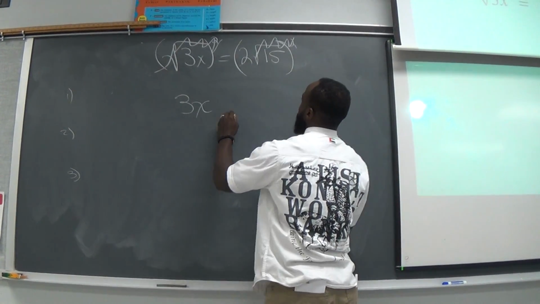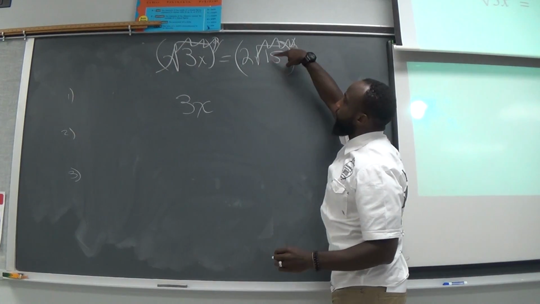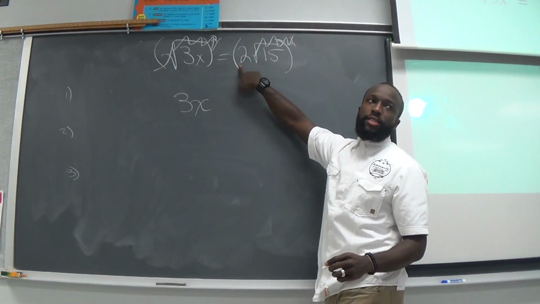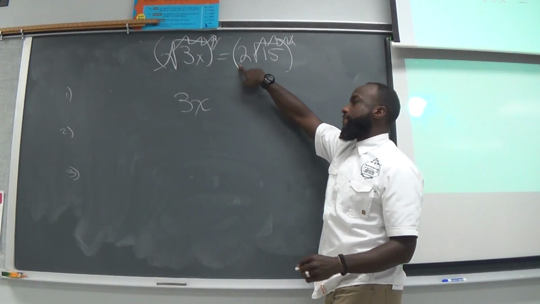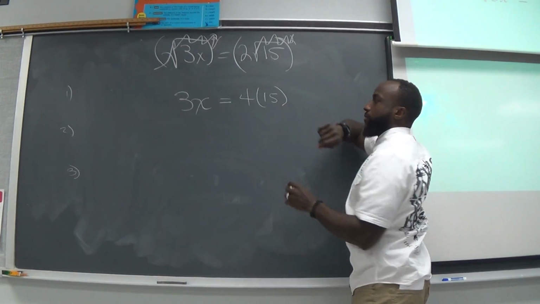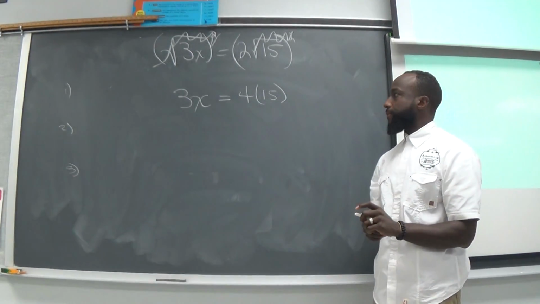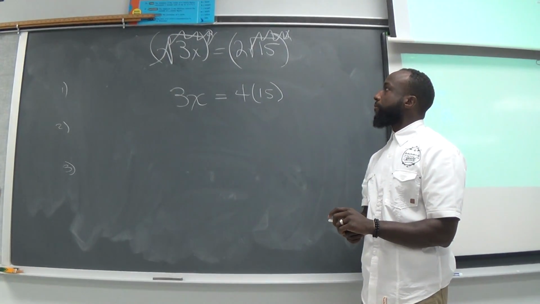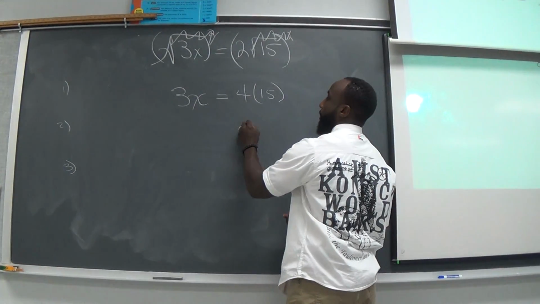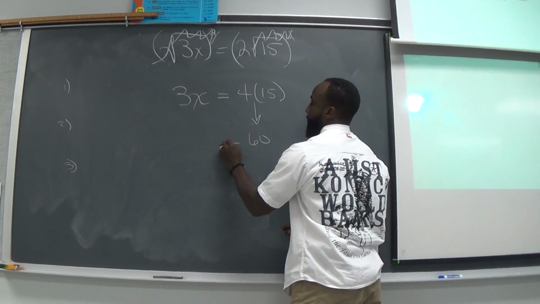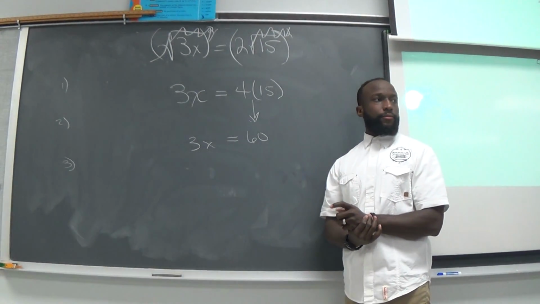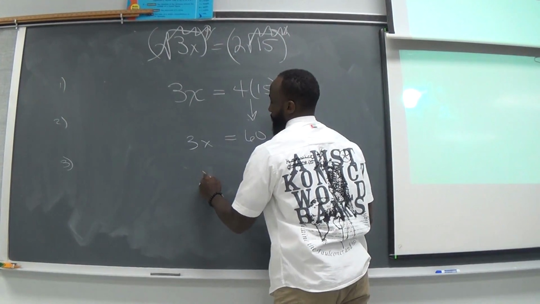Very good. So now, the square root of 15 to the second power is just 15. But 2 to the second power is 4. So you're going to get 4 times 15. That's what you end up with. It's 60. Alright, that gives you 60. And you've got 3x. 60 equals 20.